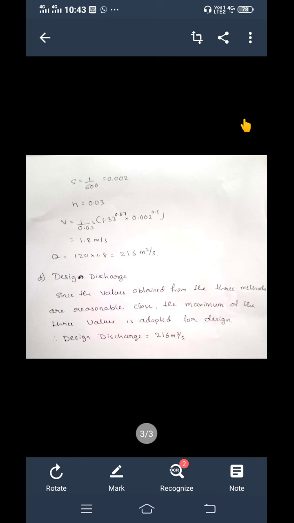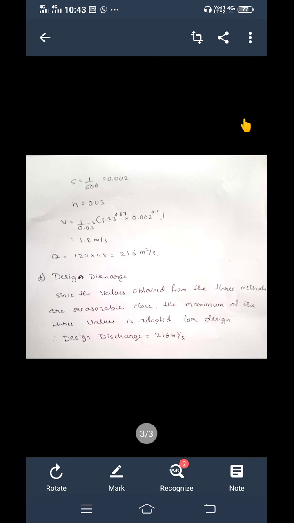So our velocity is 1.8 meter per second. Our discharge is equal to area into velocity. Area is 120 and the velocity is 1.8 meter per second. So the discharge is equal to 216 meter cube per second.